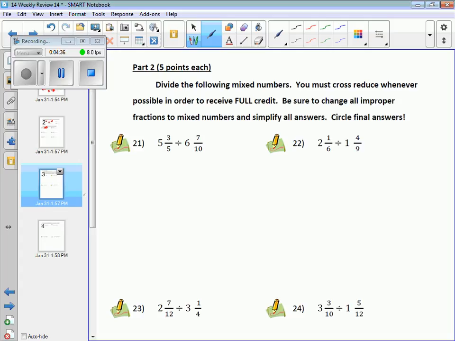Takes us to our division on page 2. I find that students have a difficult time remembering what to do with division since it's been a while since we've done it. It's back in Mod 2, early on in Mod 2.